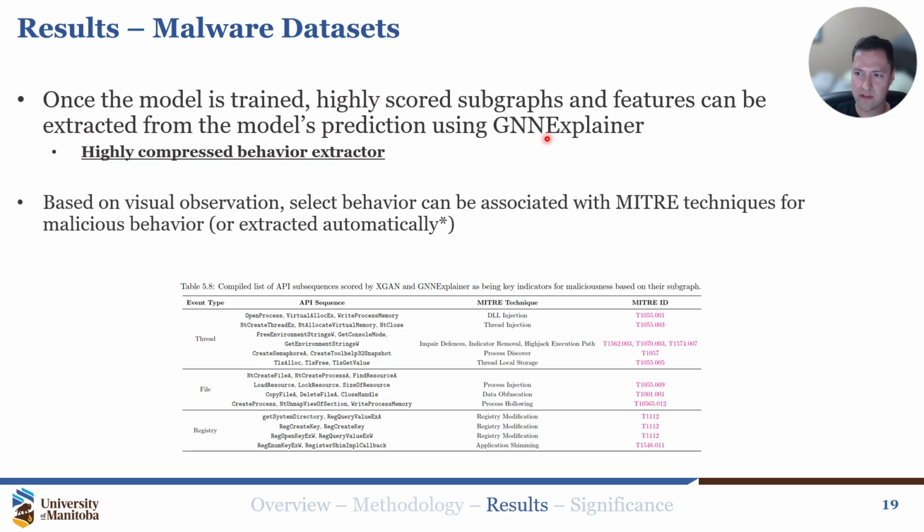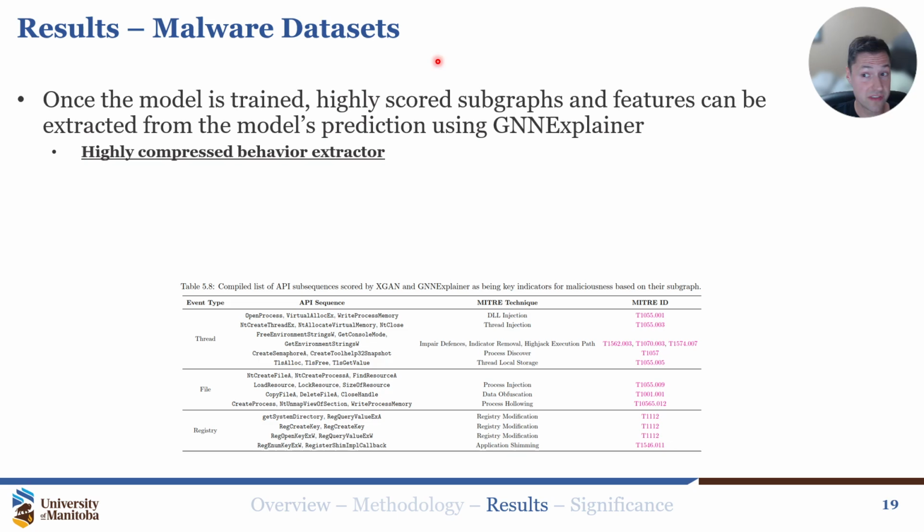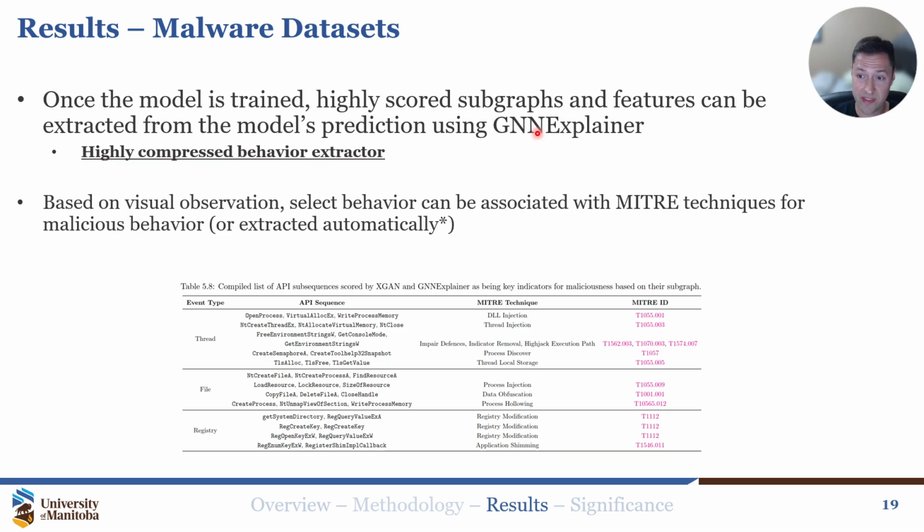The way that we do that, I didn't quite mention it here, oh, I did mention here, is that we use GNNExplainer. So we extract that subgraph, we look at the features, we say which features are demonstrating that the model is showing is indicative of malicious behavior. So we can extract that information. So what do we see?